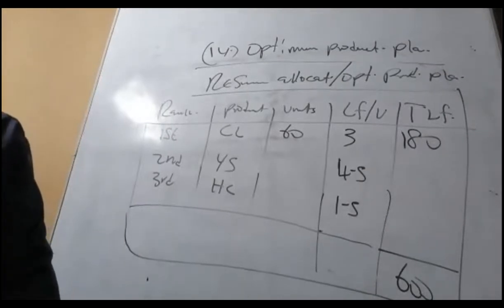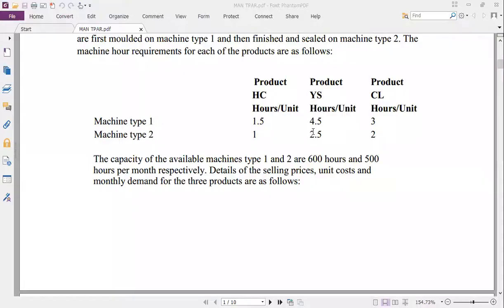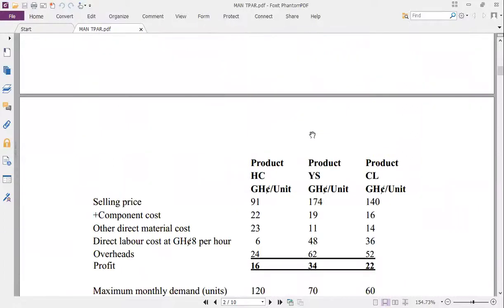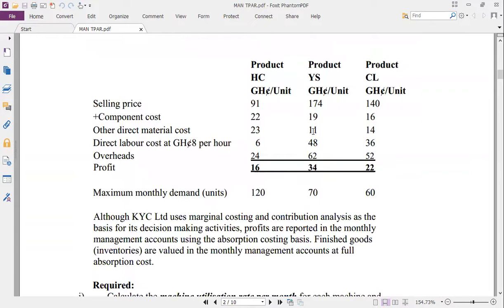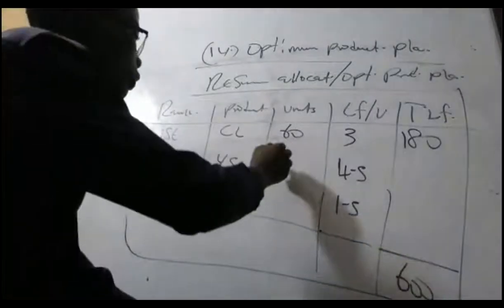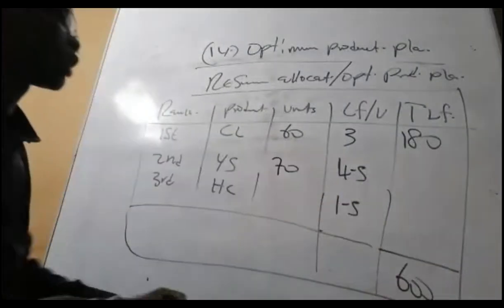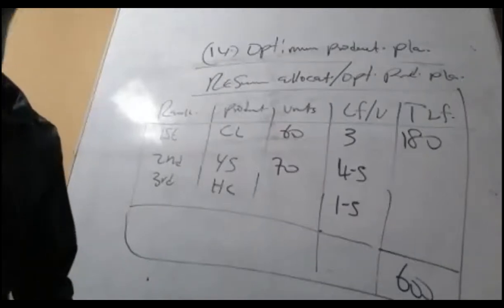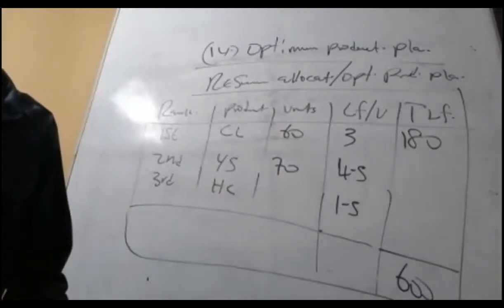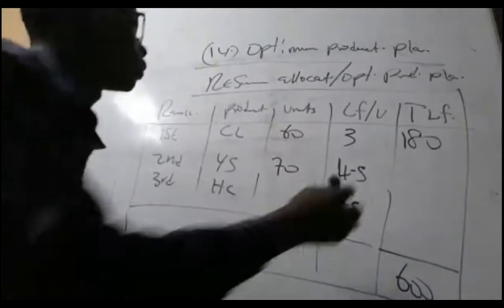Move on to the next one. The demand for YS is 70. So I put 70 here and multiply by 4.5. So 70 by 4.5 is 315.